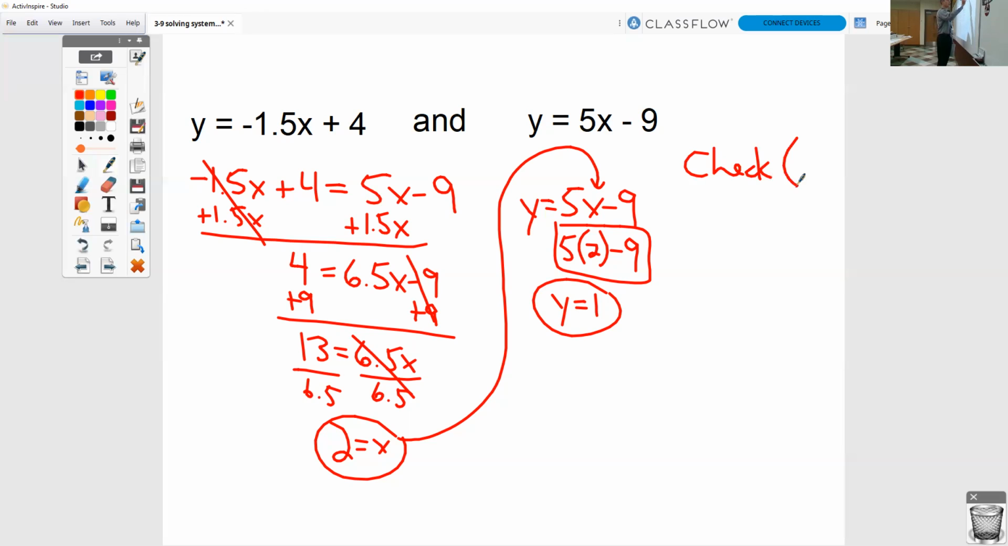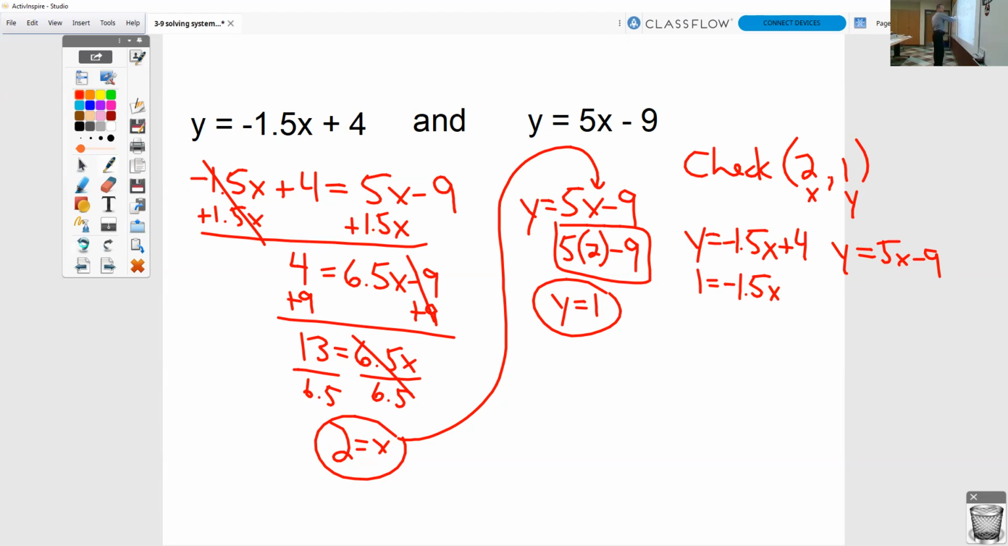We go to do our check of x equals 2 and y equals 1. Go to sub it in to both equations. So I'm just going to recopy both equations. And now we go to sub it in. Instead of y equals, I have 1 equals. Instead of negative 1.5 times x, I have negative 1.5 times 2 plus 4.